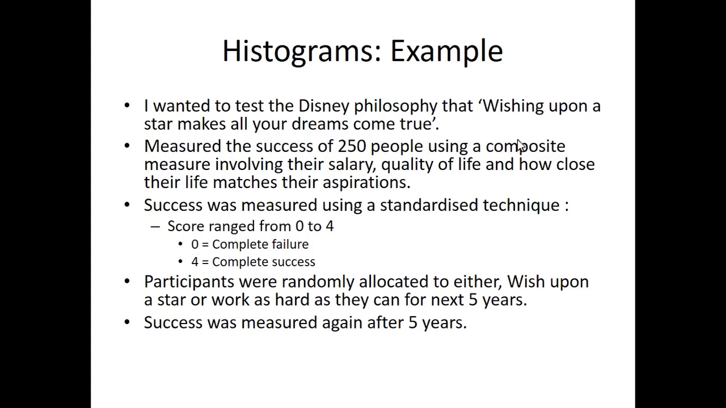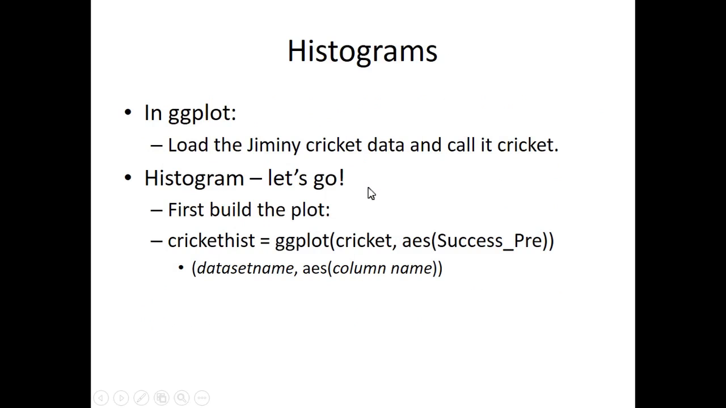All right, so that Gemini cricket data, which is wishing upon a star. So we measured the success of 250 people before and after, and we ranged their scores from 0 to 4, and they were told to either wish upon a star or work really hard. So silly example, but let's say we want to make a histogram of either pre or post. So we have loaded this data. Unless you've had to restart, you may need to reload it, and let's build that plot.